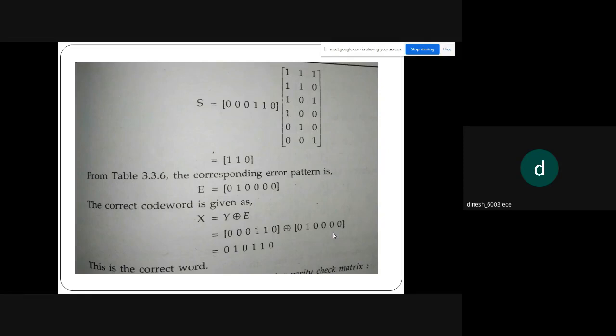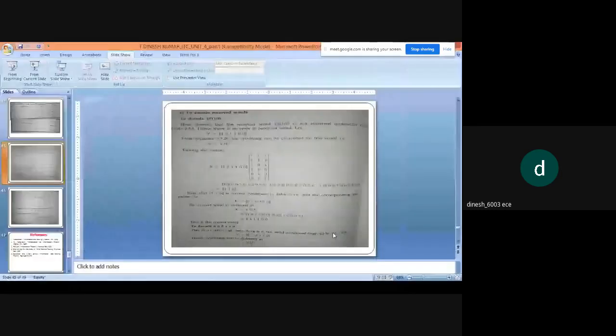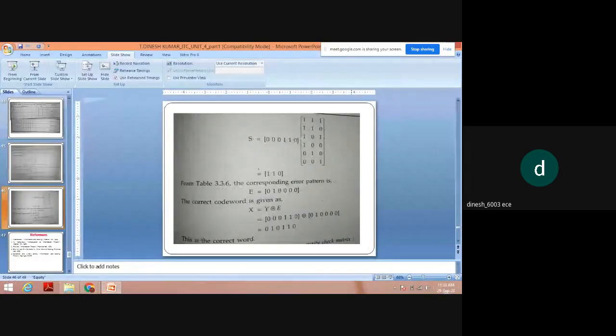So any doubts in this? Oh my, okay, my battery is running down. Let me put it on charge.